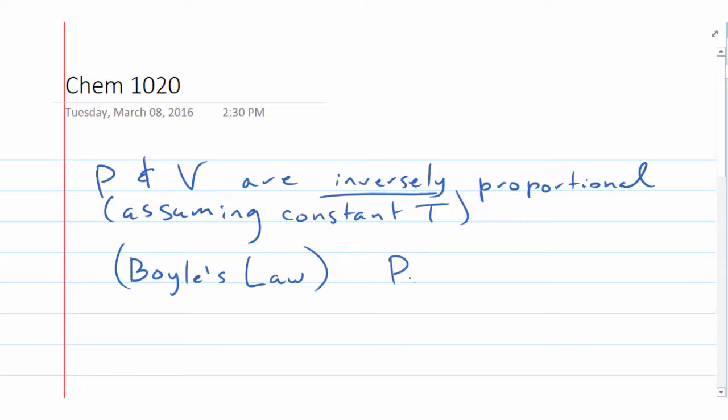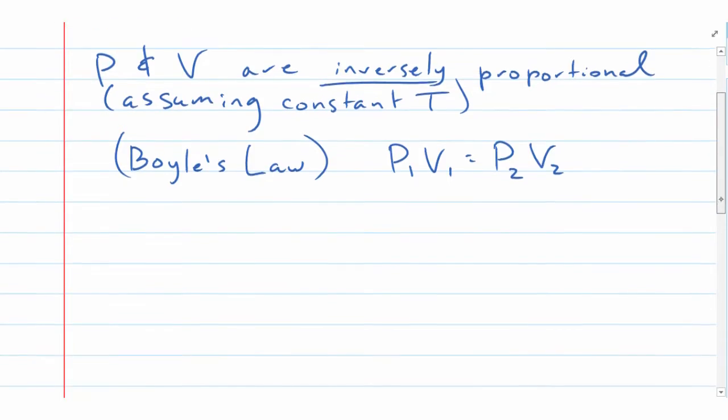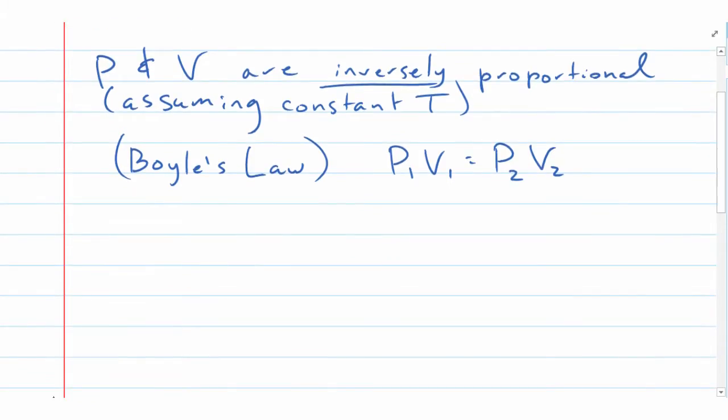And the way that we write an equation that relates pressure and volume is like this. P1V1 is equal to P2V2. And this is how we write an inverse proportion between 2 variables.